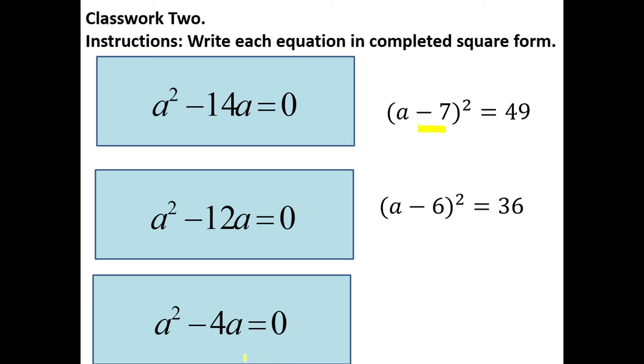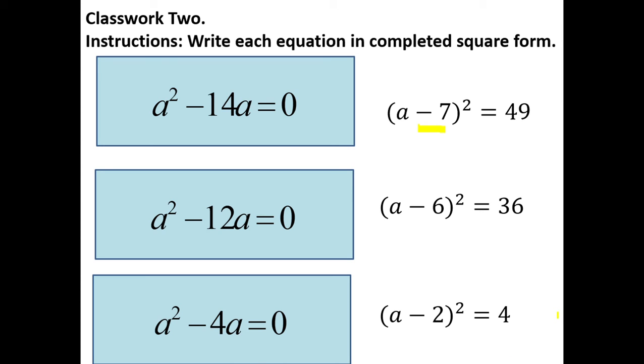Okay, let's see what I got. See if it's the same as what you got. Half of minus 4 is minus 2. There's your minus 2 right there. And the number that I added on was minus 2 squared, right? Half of minus 4 is minus 2, squared is plus 4.